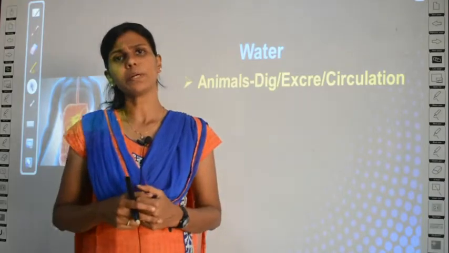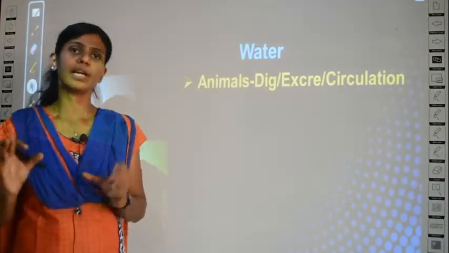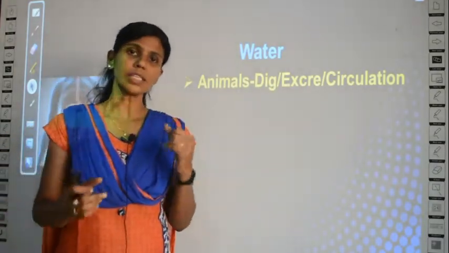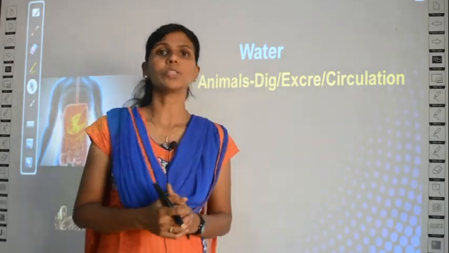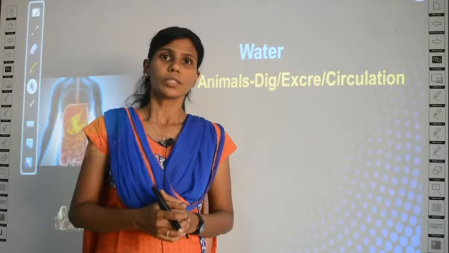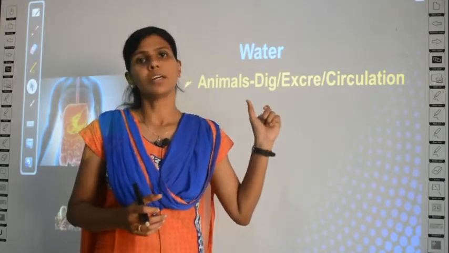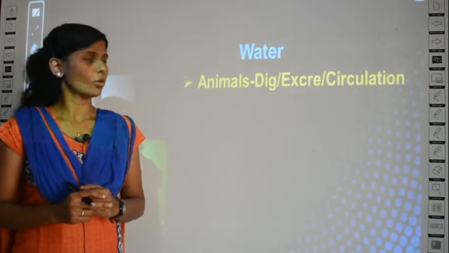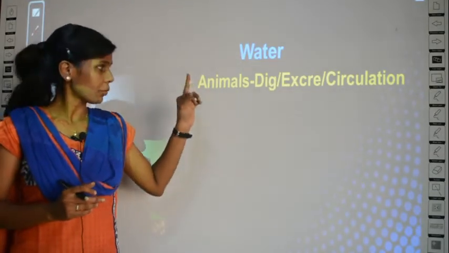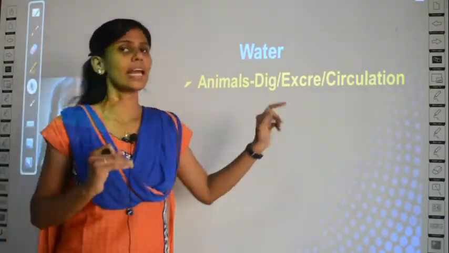That's why when a person loses blood, suppose there is an accident, and a certain amount of blood is lost from a human body, the man is no more, he is dead, right? So water is essential, because it is the major component of blood also. So in animals, water is helpful in digestion, excretion and circulation.